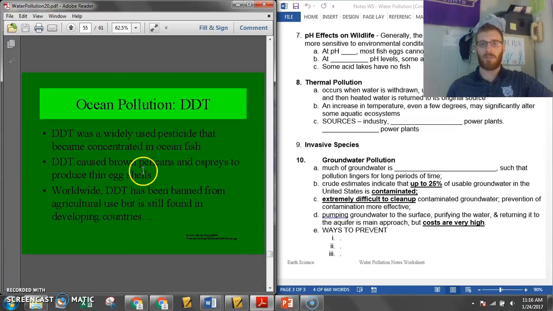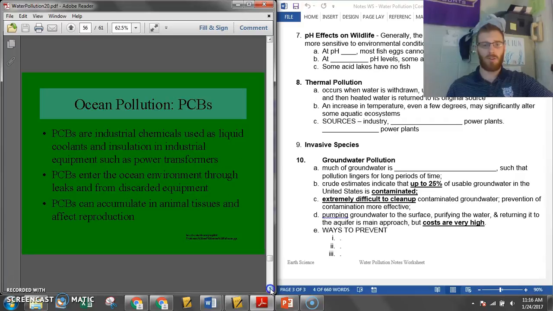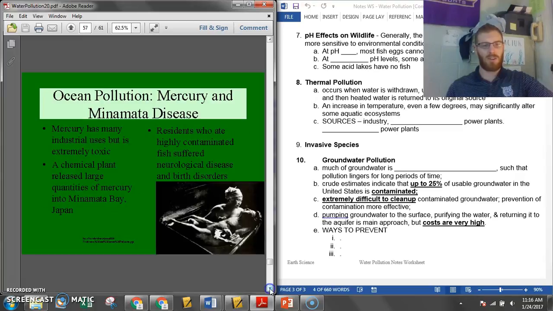DDT was a widely used pesticide that's now outlawed for agricultural purposes, but it was very dangerous, used to kill off mosquitoes and other organisms like that. PCBs are industrial chemicals, things like coolants and things like that.